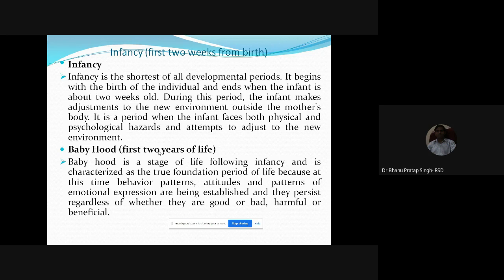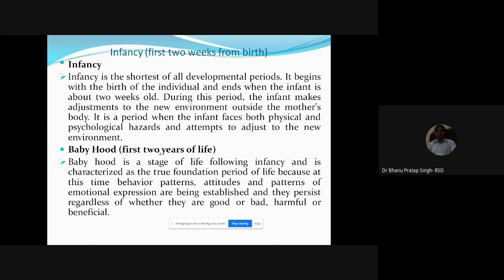The third is babyhood. The first 2 years of life are known as babyhood. Babyhood is a stage of life following infancy and is characterized as the true foundation of life, because at this time behavior patterns, attitudes, and patterns of emotional expression are being established, and they persist regardless of whether they are good or bad, harmful or beneficial. So this is about the babyhood age.